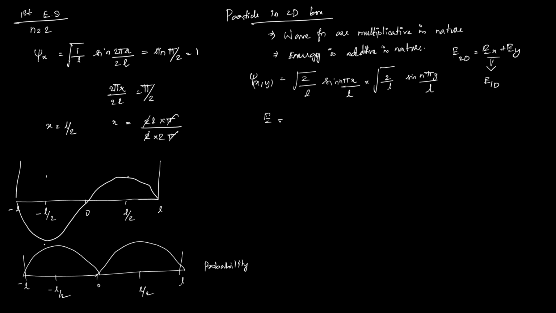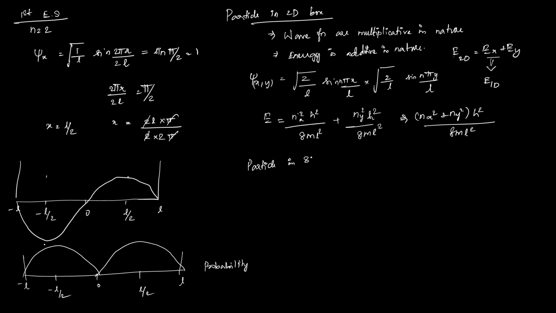So the energy is n x square h square by 8 m L square, plus the energy in the y direction, n y square h square by 8 m L square. We can rewrite this as n x square plus n y square into h square by 8 m L square. This is your energy. Similarly, we can write for the particle in a 3D box.